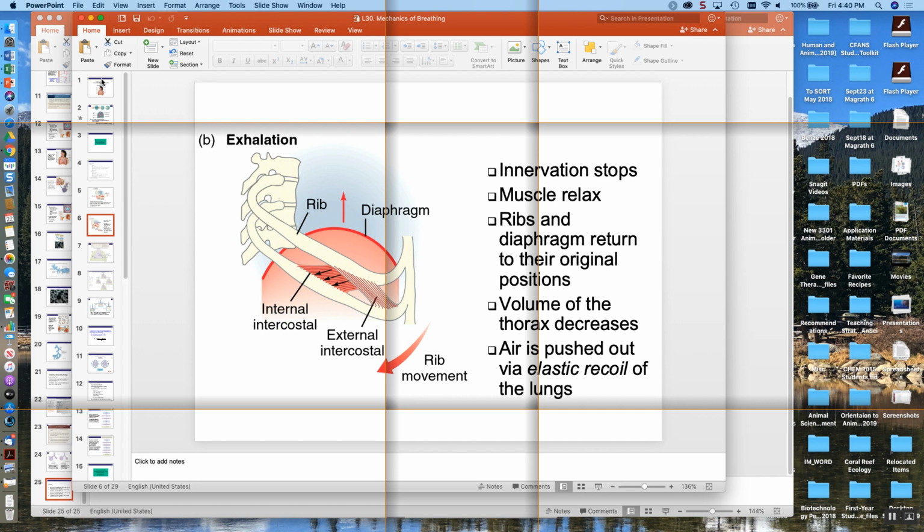In addition, don't forget there's that elastic recoil of the lungs. The lungs itself actually have elastin incorporated in it. So just like a balloon, if you blow it up, you're going to have this elastic recoil that's going to help to force the air out.